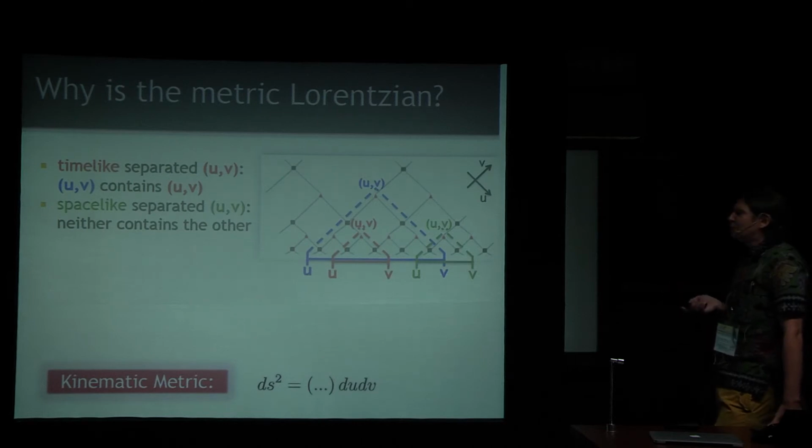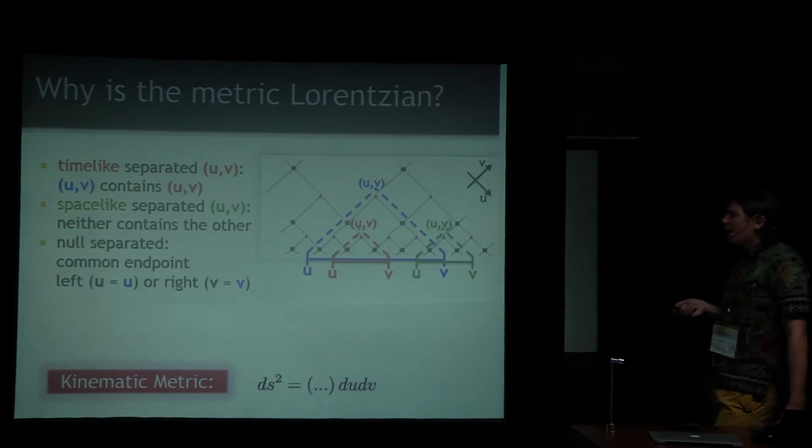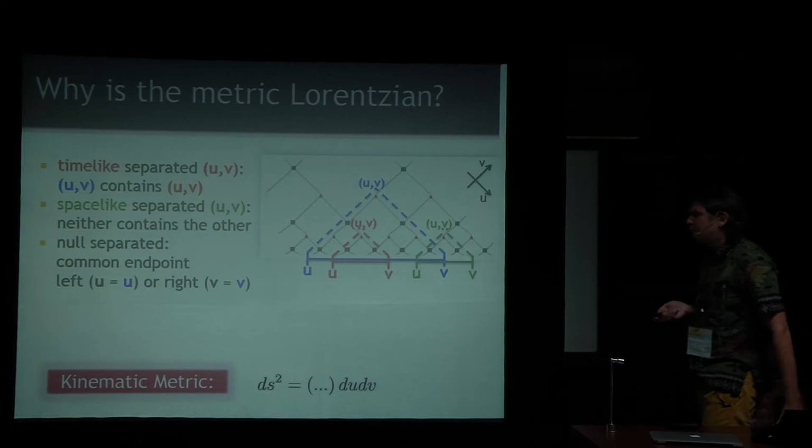So the condition for null separation is if my two intervals have a common endpoint, either a common right endpoint, v equals v, or a common left endpoint, that's u equals u. And that's why u and v are null coordinates.